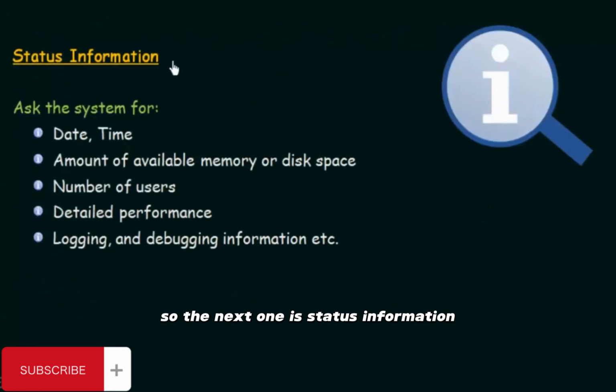All right, now let's see the next one. The next one is status information. The system programs that fall under this category are those that ask the system for its status information. For example, it can ask a system for the system's date and time. It can ask for the amount of available memory or disk space. It can also ask for the number of users, and for other details, performance, and also other complex information like logging and debugging information, etc. So all the system programs that deal with the status information of your system fall under this category of status information system programs.